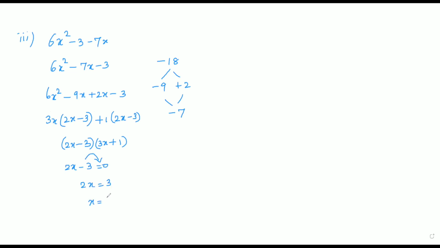Therefore, x equals 3 by 2. And when you equate 3x plus 1 to 0, you shift it to the other side. So 3x is minus 1. Therefore, x is minus 1 by 3. So let us take alpha as 3 by 2 and beta as minus 1 by 3. So let us check the zeros now.